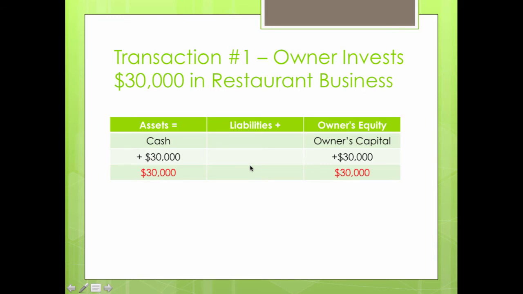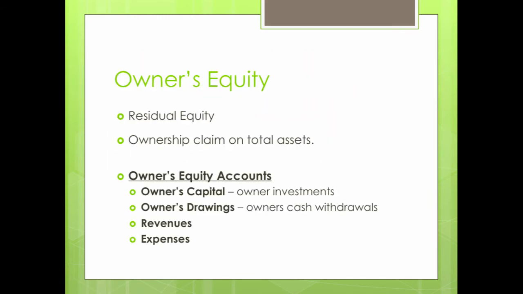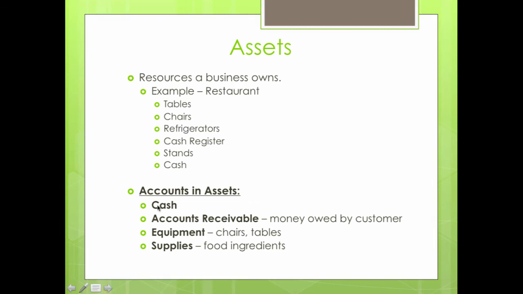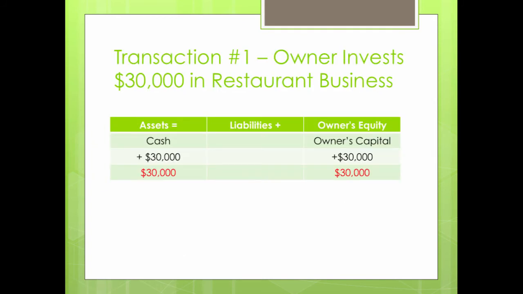Well, you first need to ask yourself, is investing money in a business an asset, a liability, or part of owner's equity? Well, the $30,000 that you're going to be investing is cash. This is coming from your life savings, and cash is an account under assets. Remember, let's go back over here where we have assets. We have 4 different types of accounts: cash, accounts receivable, equipment, and supplies. In this case, you are going to invest $30,000 in cash to your business. So you are going to be recording that under your cash account.